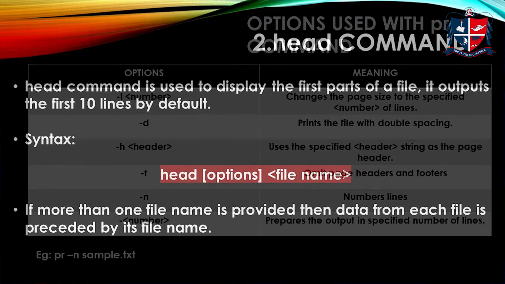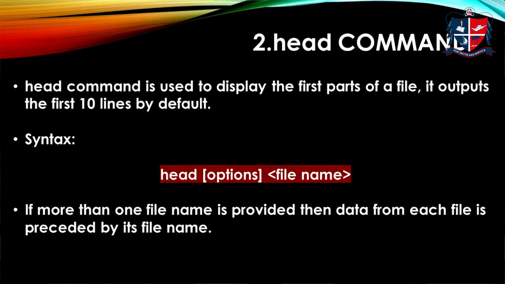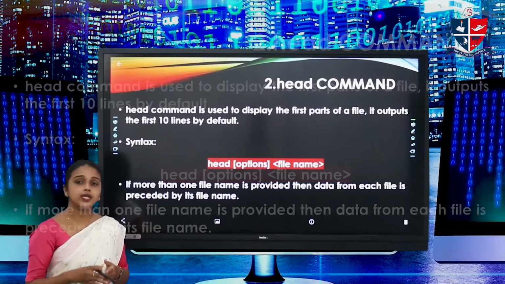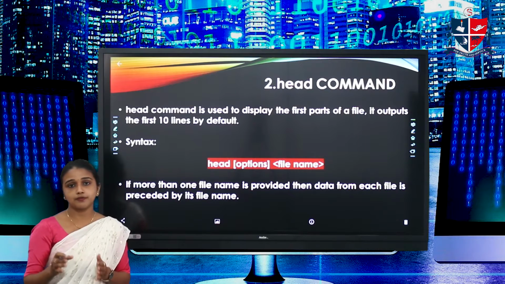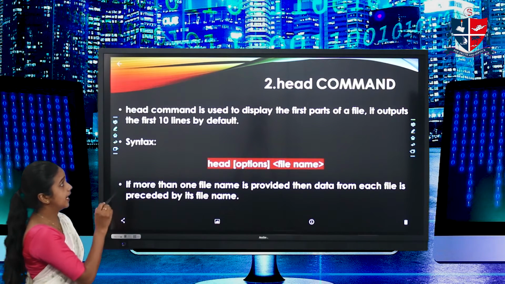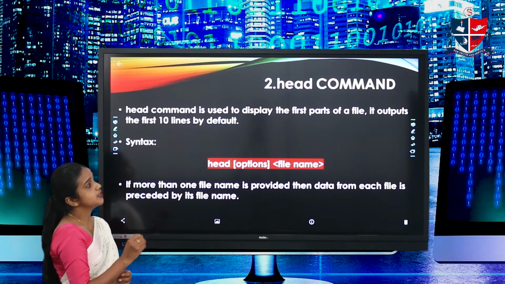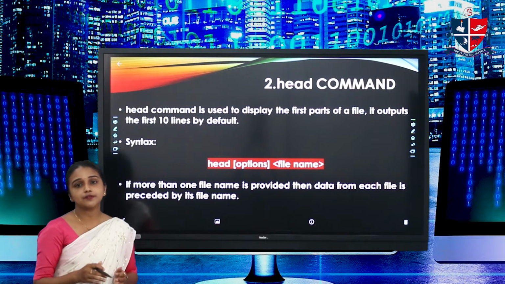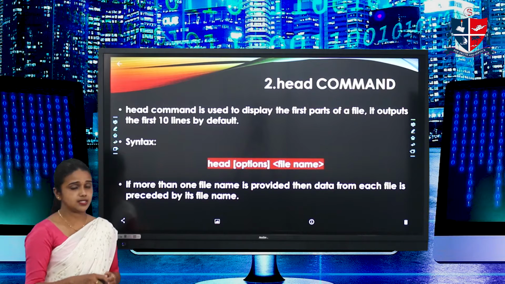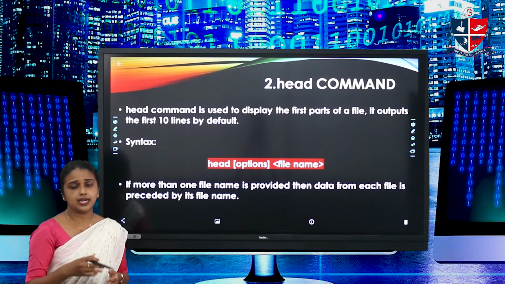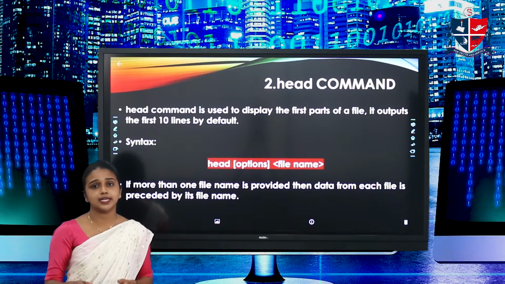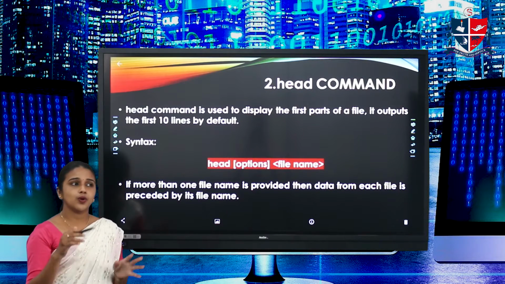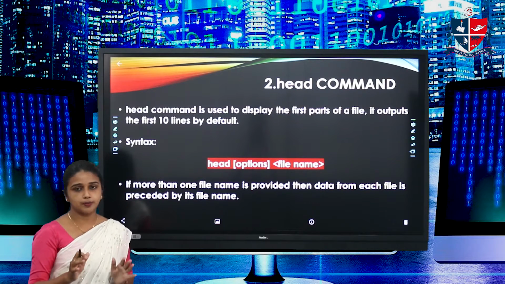So next, the second filter command is the head command. As the name suggests, it will display the top n number of contents in that file. That is, the head command is used to display the first parts of a file. By default, it will print the first 10 lines. We can print any number of lines by giving the appropriate options, but by default it will print the first 10 lines. So head, as the name suggests, prints the top part.